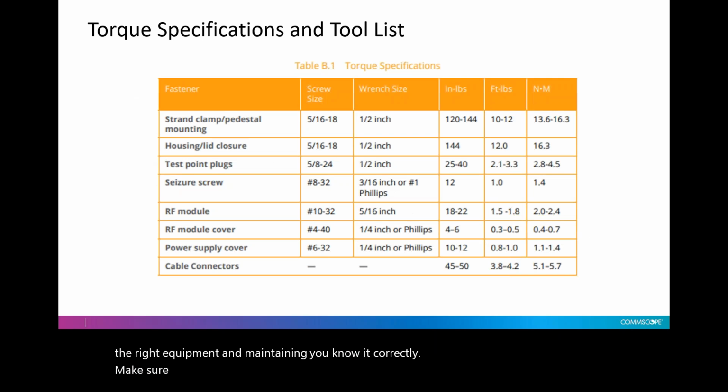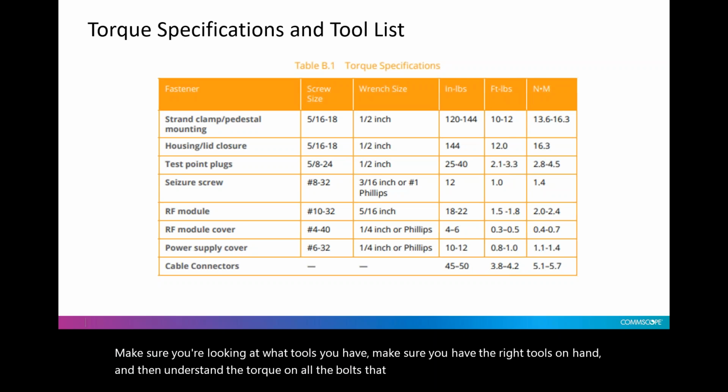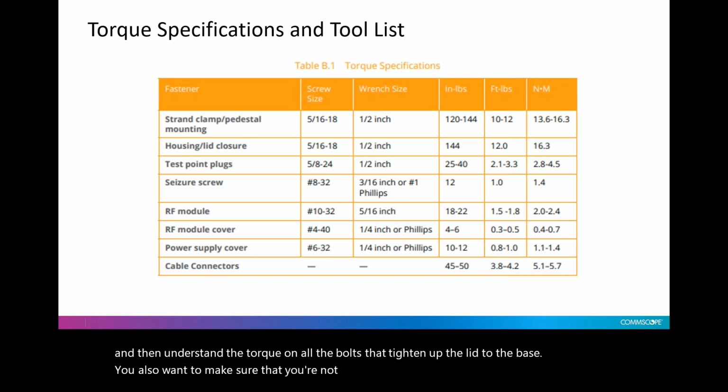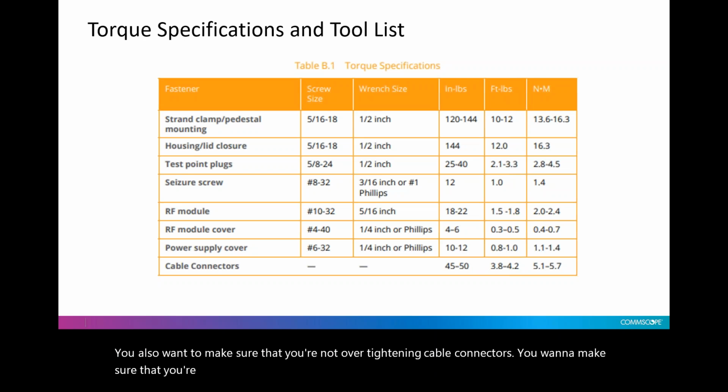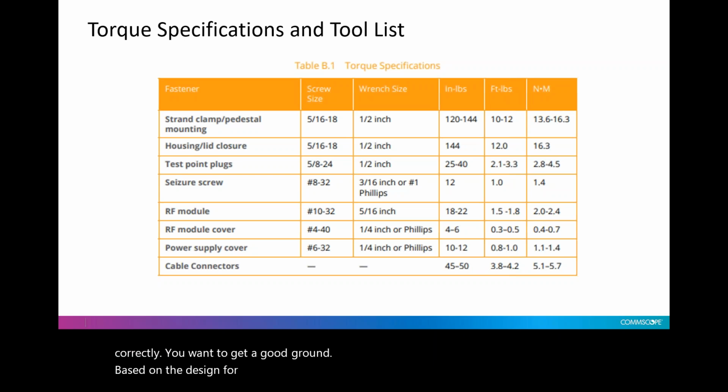Make sure you're looking at what tools you have. Make sure you have the right tools on hand, and then understand the torque on all the bolts that tighten up the lid to the base. You also want to make sure that you're not over-tightening cable connectors. You want to make sure that your strand, strand clamp and pedestal mounting is being done correctly. You want to get a good ground based on the design for the powering system and the grounding system for that particular area of the country.